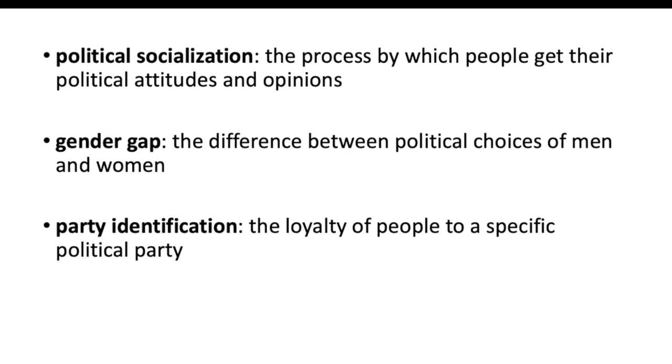Party identification, the loyalty of people to a specific political party. So some people have a strong loyalty towards a political party, like they strongly see themselves as either a Democrat or a Republican. Others have a weak party identification. Those that have a strong party identification are more likely to be straight ticket voters, or to vote for all Republicans if they're a Republican, or all Democrats if they are a Democrat. Those that have a weaker party identification are more likely to be a swing voter, or vote for some Democrats and some Republicans.